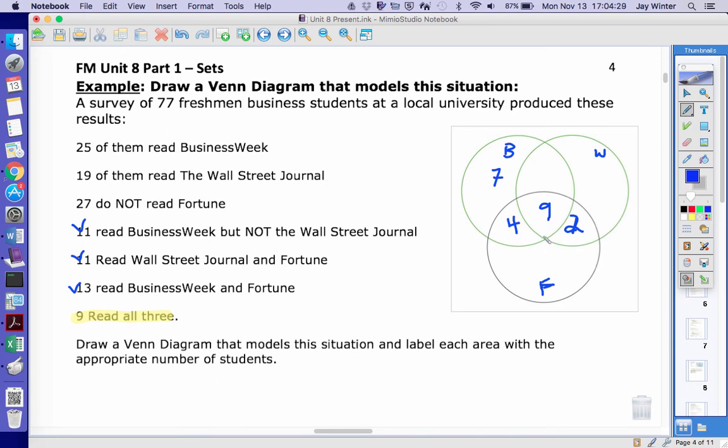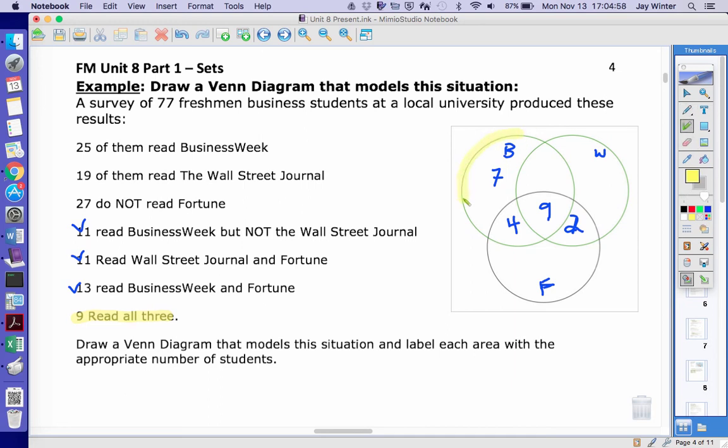Okay. All right, 27 do not read Fortune. Well, that's not a very helpful clue at this point, because I'd need to know some more information to be able to use that. So I'm going to come back to that one later. 19 read the Wall Street Journal. Again, in order for me to fill in a number for sure, I can't really use this 19 total until I have more information about one of these wedges. So let's move on to the last clue.